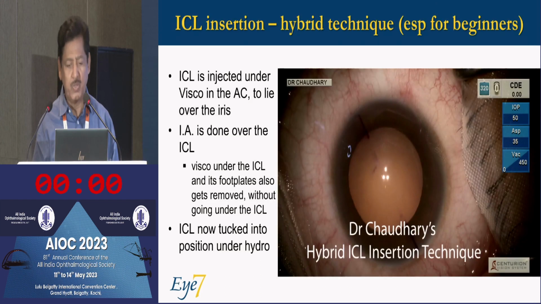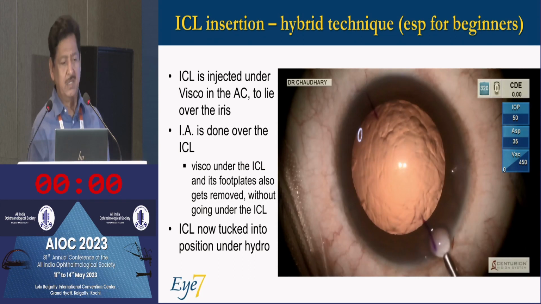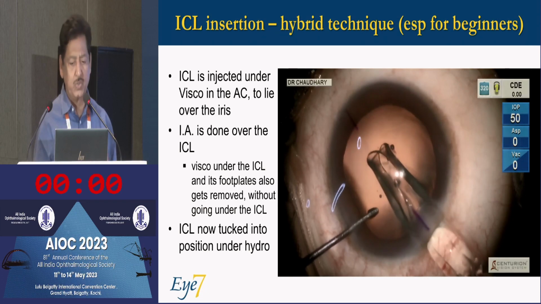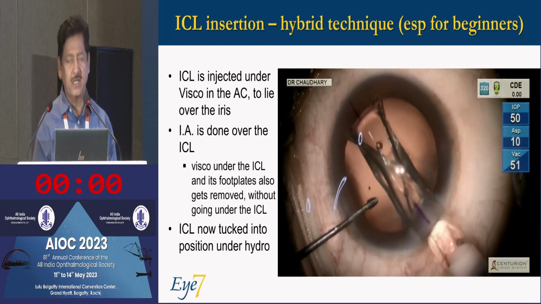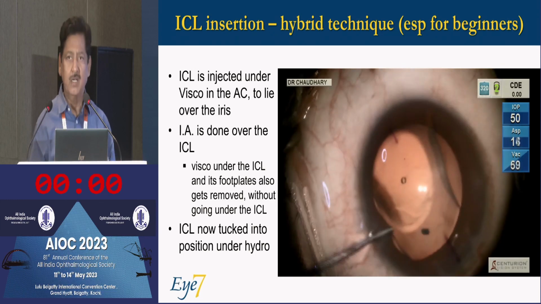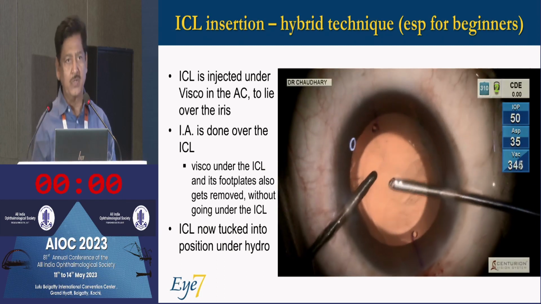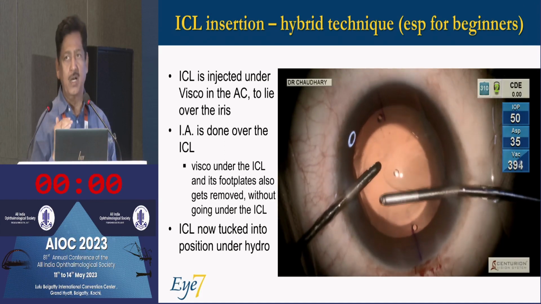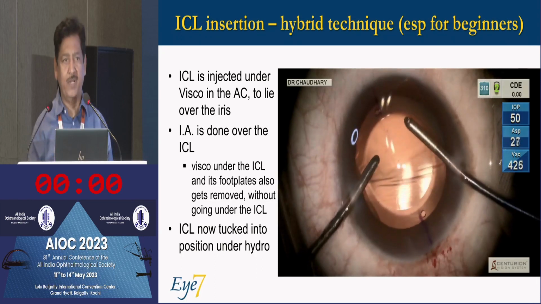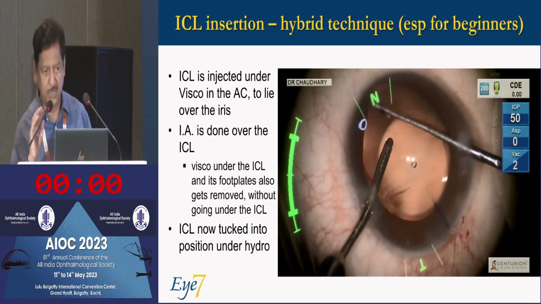So the last advice is a small video clip of what I advise to the beginners: that instead of doing it under hydro only, you do it under visco, place the ICL under visco on the iris, then remove the visco when the ICL is over the iris, because now there is a huge gap between the ICL and the crystalline lens, and there is no visco getting trapped in the haptics of the ICL, and then you tuck it in. Thank you so much.